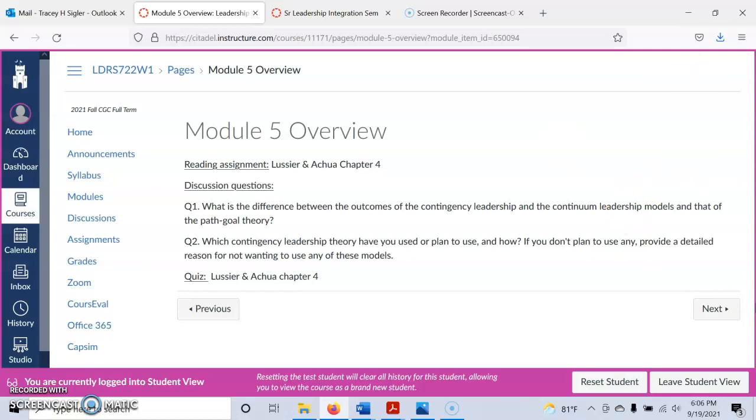So question 1 and 2 for your discussion this week. Look at the difference between the outcomes of contingency leadership and continuum leadership models and that of path goal theory. So let's say that's a little bit confusing. So what is the difference between the outcomes of the contingency leadership model and that of path goal theory? And the second question is, which theory have you used or plan to use?